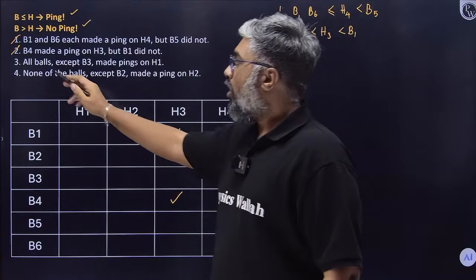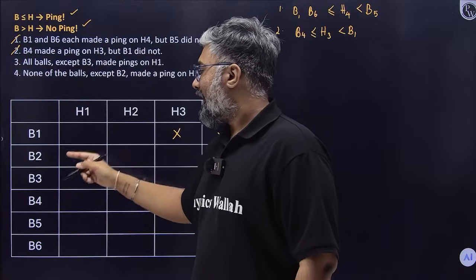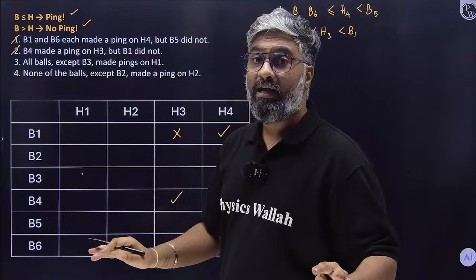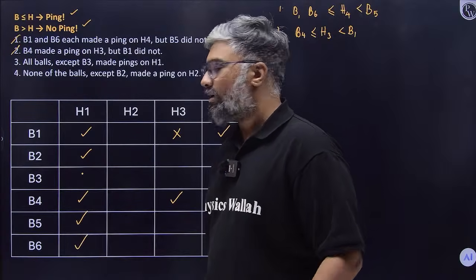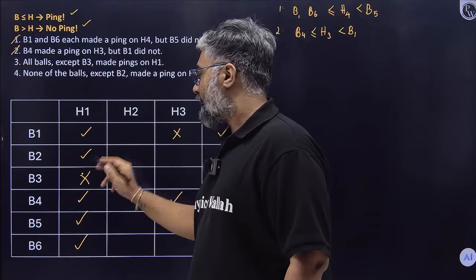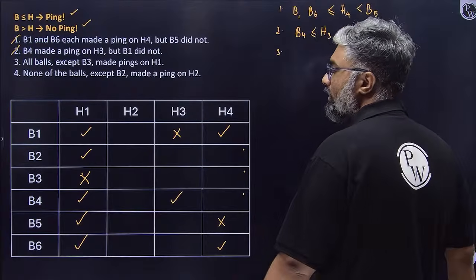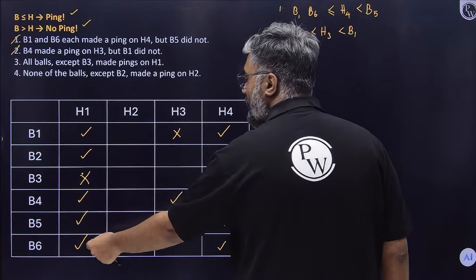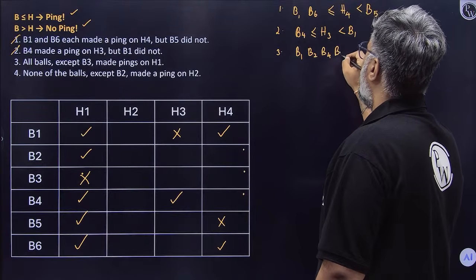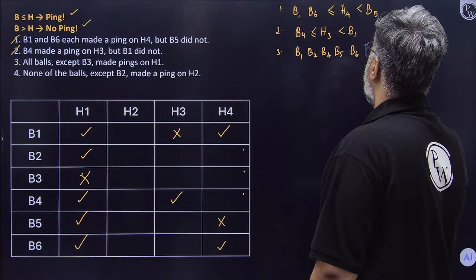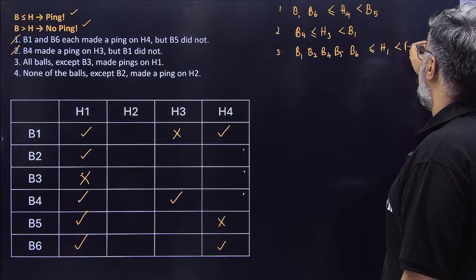Okay. Next, all balls except B3 made pings on H1. On H1, except for B3, every other ball made a ping. So B1 is a tick, B2 is a tick, B4 is a tick, B5 is a tick, B6 is a tick, but B3 is not a tick. Again, what does this mean? This means that B1, B2, B4, B5 and B6 are all lesser than or equal to H1, but B3 is clearly more than H1.